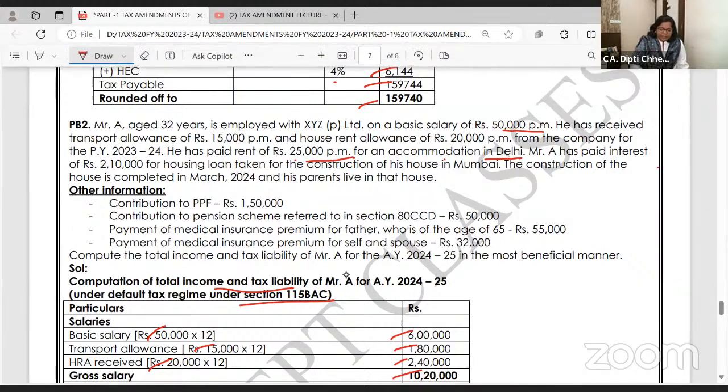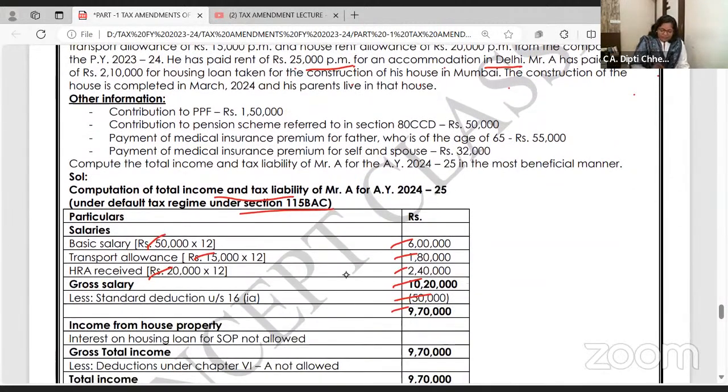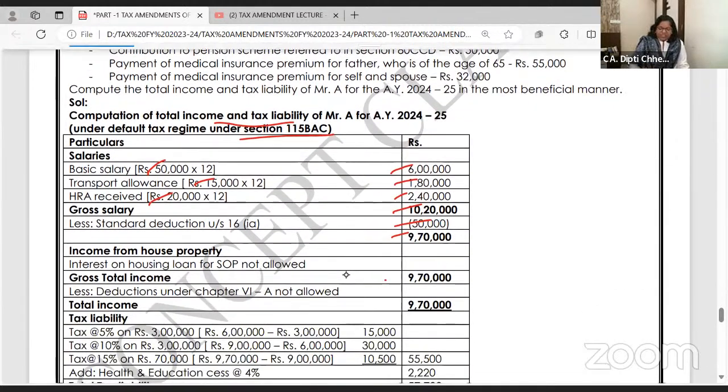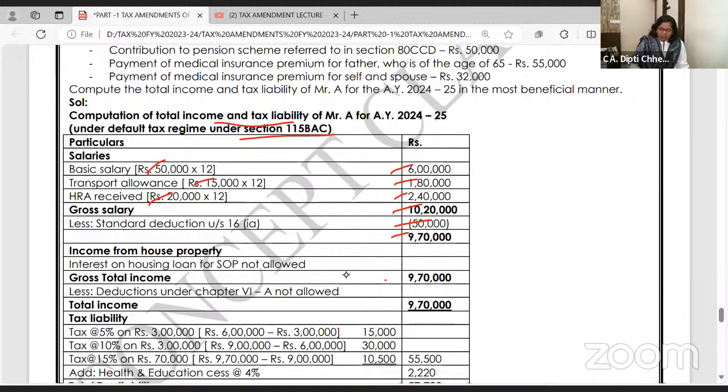Mr. A has paid interest 2,10,000 for the housing loan for Mumbai, construction of which was completed in March 24, and his parents are living. So housing loan ka interest. Will you claim a deduction here? No. In default tax regime, self-occupied property, you cannot show a loss. So not allowed. So what's your gross total income?